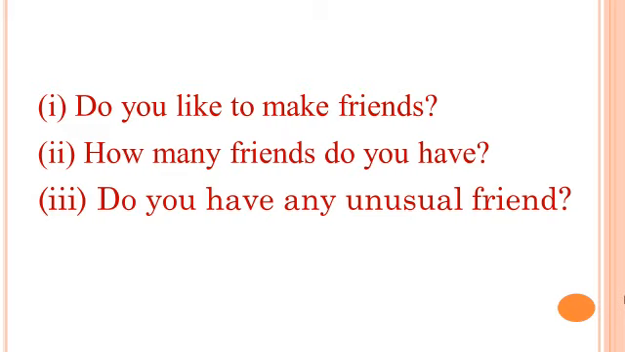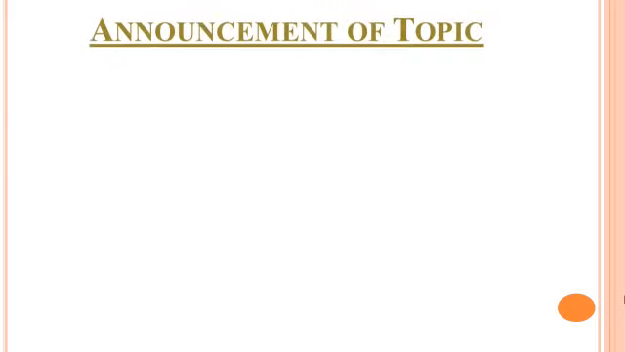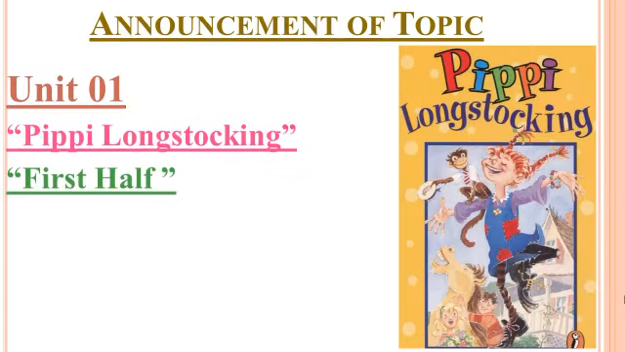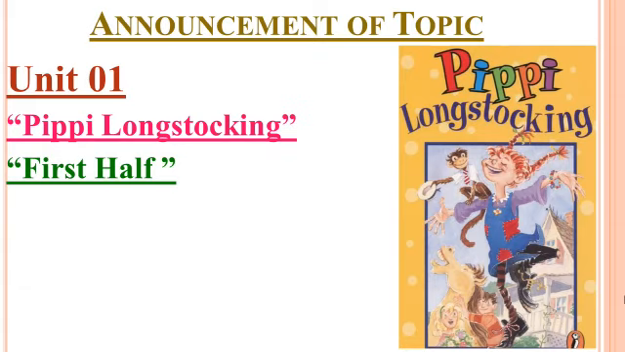Well, our today's topic is also related to a friend, which is entitled Pipi Longstocking. This is unit number 1. Today we are going to read the first half of the lesson.